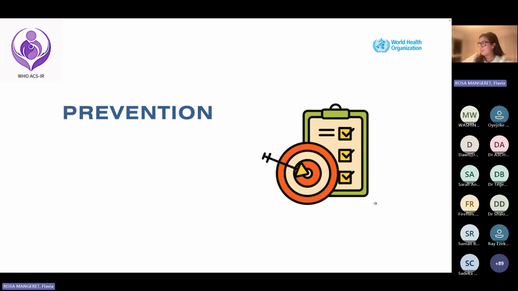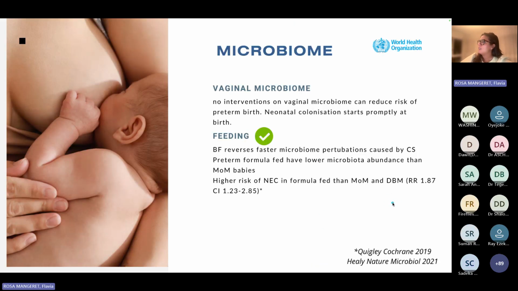Okay, let's go through the prevention. So we talked a lot about microbiome. Microbiome is very important. It's a target basically for prevention, and if microbiome is disrupted, you have an increased risk. So what if we can restore microbiome? Vaginal microbiome, there are no interventions on vaginal microbiome that can reduce the risk of preterm birth or of infection.